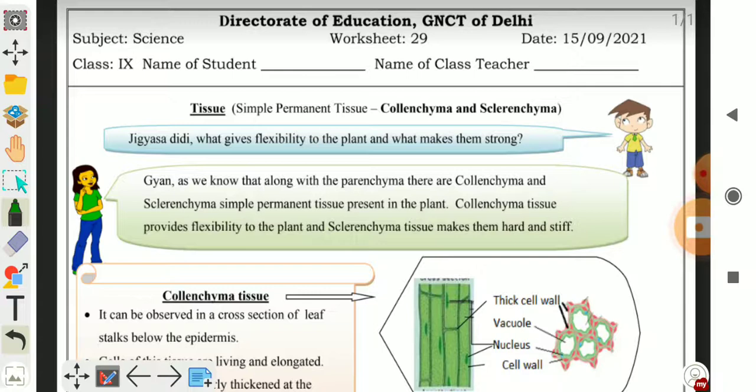Jigyasa Didi, what gives flexibility to the plant and what makes them strong?